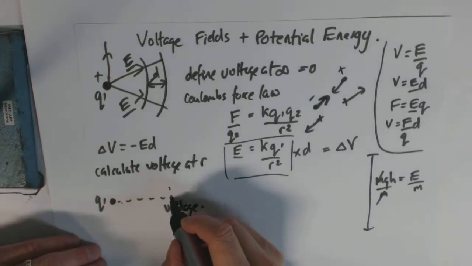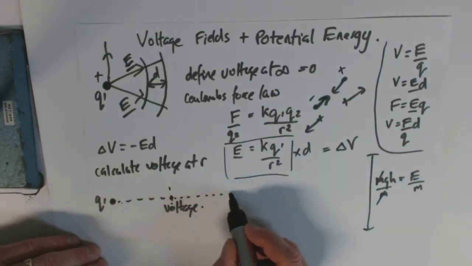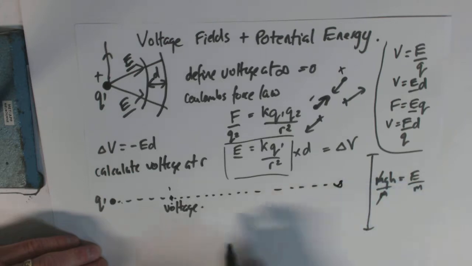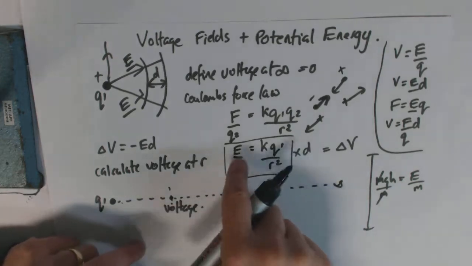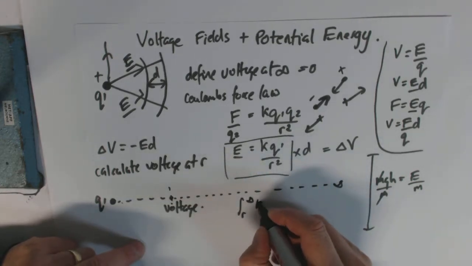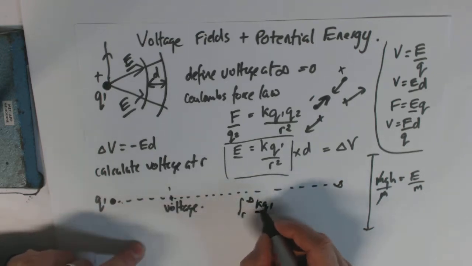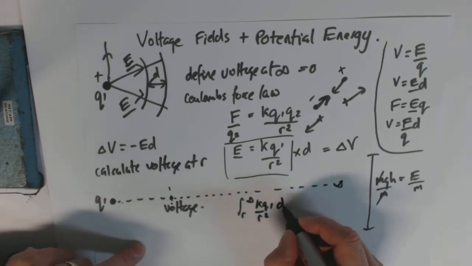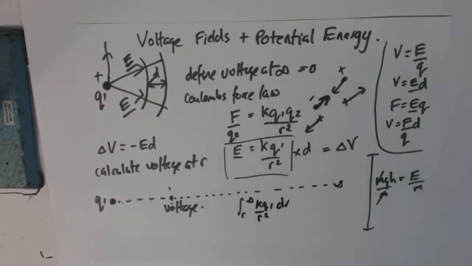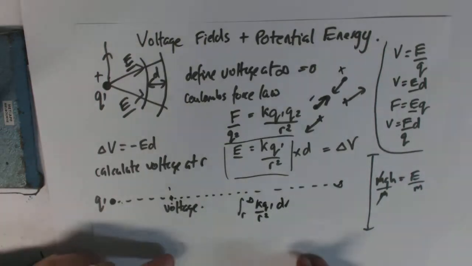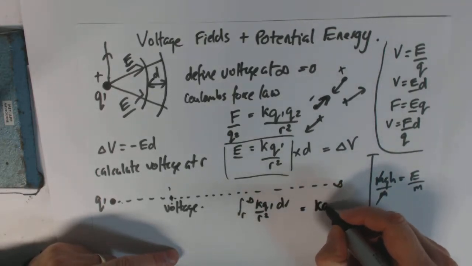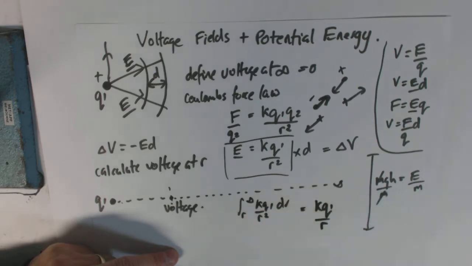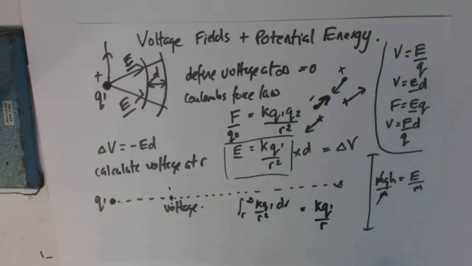But what if we said, well, what's the voltage between infinity and that point there? All we'd have to do is our integral between R and infinity for E, which is K Q1, because that's Q1, all divided by R squared, times dr. And when we've done that integral, we'll come up with it being equal to K Q1 all over R. And that's our voltage, believe it or not.